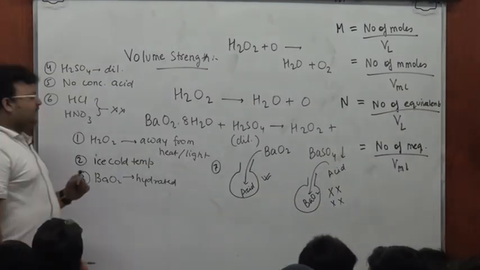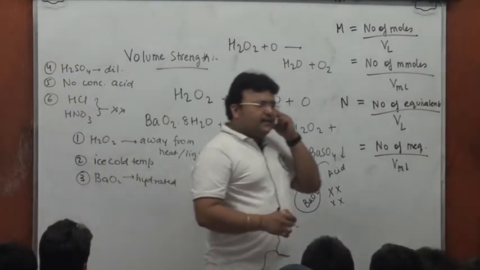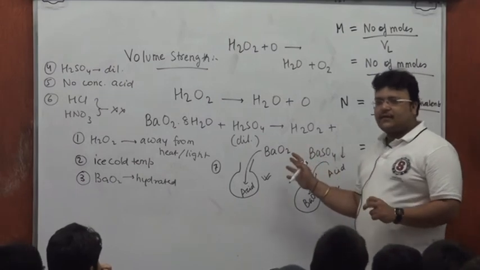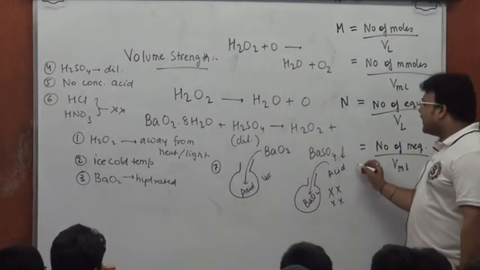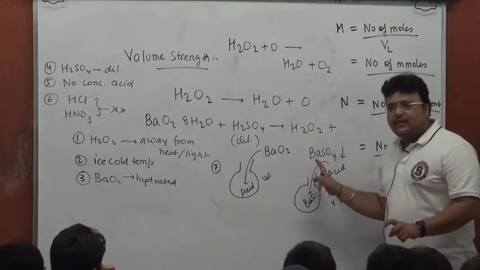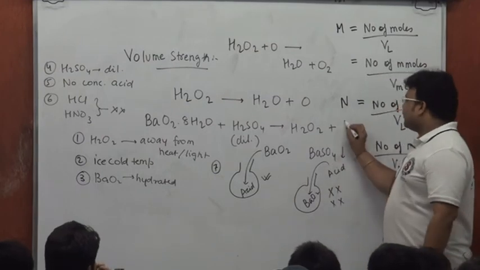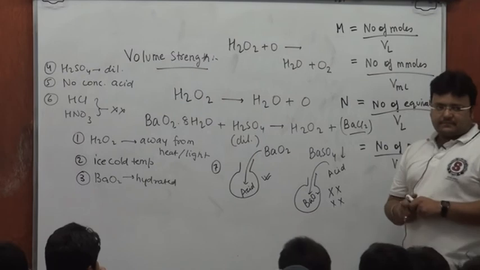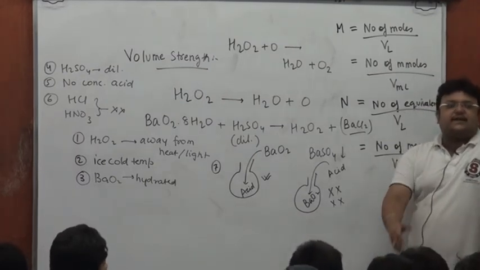Not really. You will not get chlorine, my friend. If you take HCl, instead of barium sulfate, you will get barium chloride. You need to figure that out. Instead of sulfuric acid, if you take HCl, instead of barium sulfate, you will get barium chloride. यही तो होगा. The rest would remain same. HCl ले लो, you will get H2O2 plus barium chloride. Problem क्या है? He's saying it's not a precipitate.